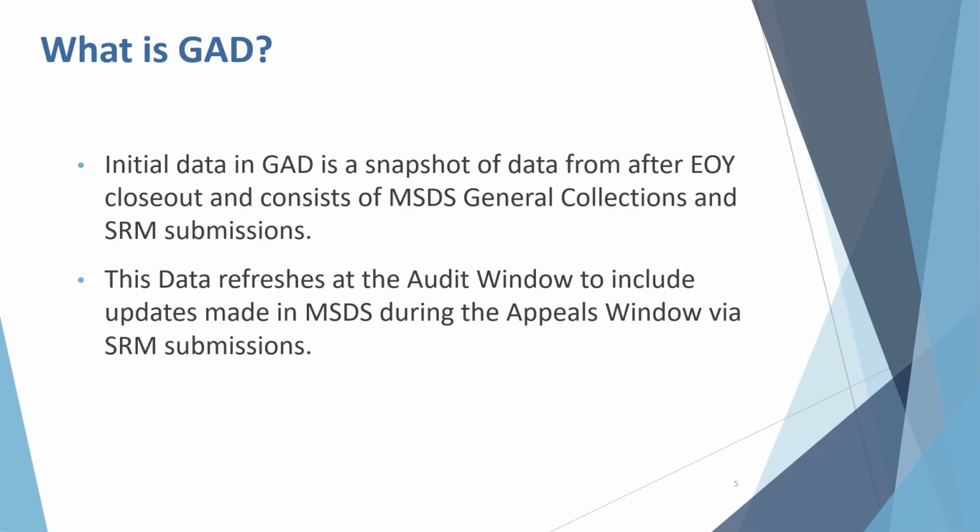So what is GAD? The initial data in the GAD application is a snapshot of data from after end of year closeout, and it consists of MSDS general collections and SRM submissions. This data refreshes at the audit window to include updates made in MSDS during the appeals window via the SRM submissions.